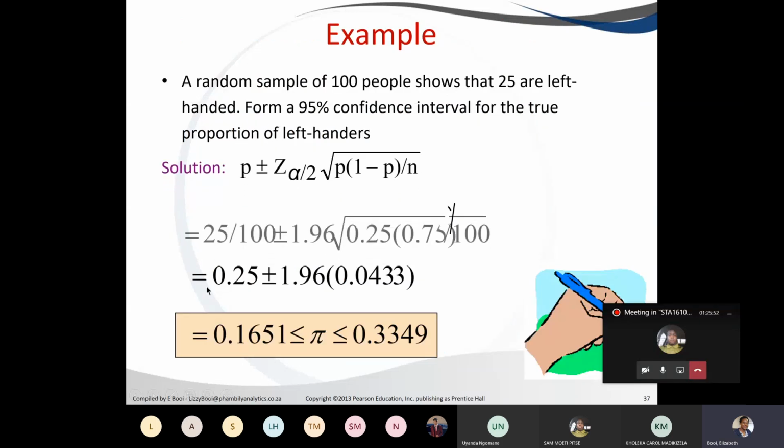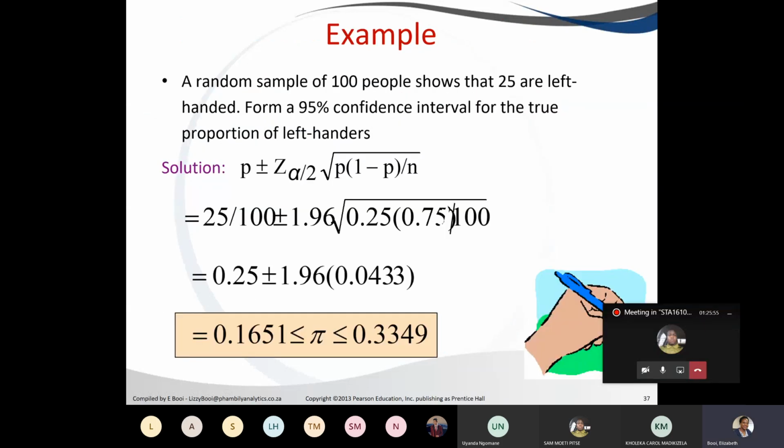I can just do all of it. For example, a random sample of 100 people shows that 25 are left-handed. Form a 95% confidence interval for the true proportion of left-handers. Same as what we did with the proportion when we were doing the sampling distribution. If they don't give you P, you can calculate P by taking the observations satisfying your condition divided by the sample size. In this instance, our P is 25 divided by 100, which is equal to 0.25.